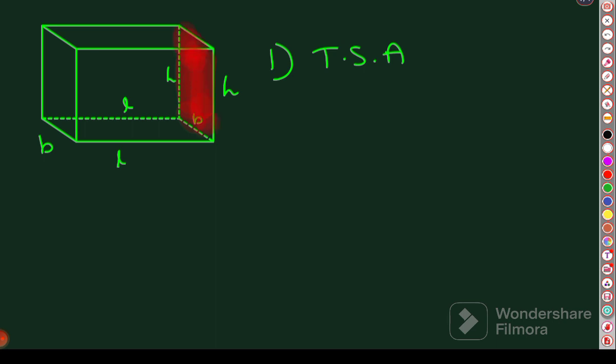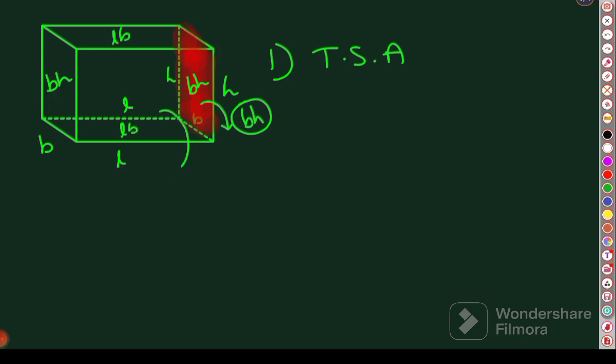You can see that here it is B and H, so this will be BH. Similarly, its opposite face will also be BH. If you see the bottom surface, then here is L into B, that will be LB. The top will also be LB.